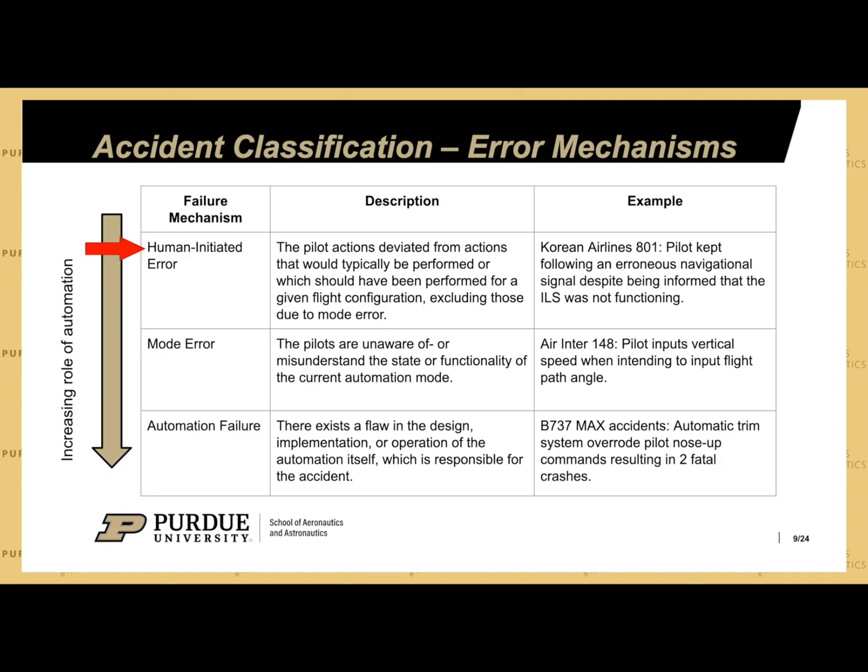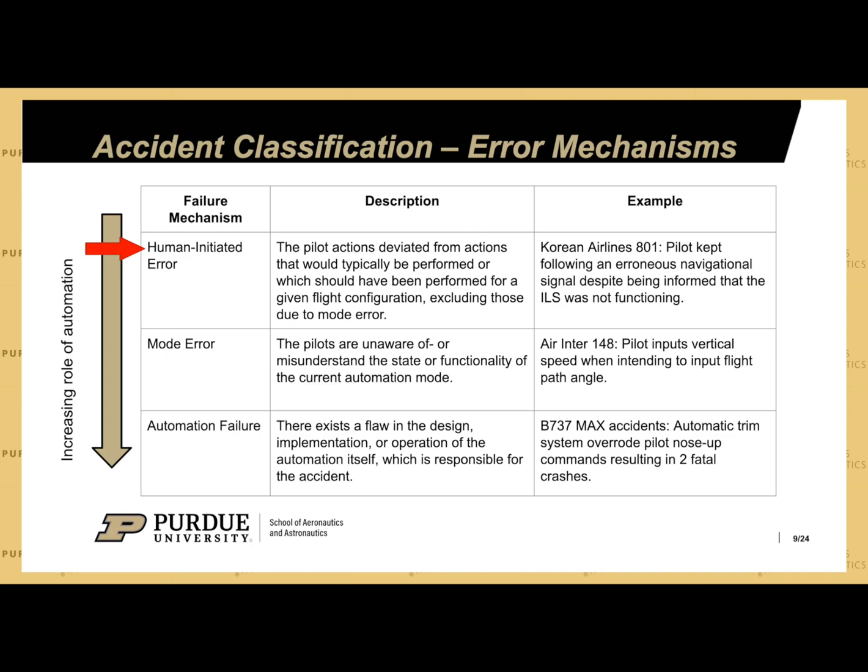We will start with those focused on the operator, with human-initiated errors. These describe pilot actions which deviate from typical actions for a given flight configuration, excluding those due to mode error, which we'll discuss shortly. This type of error, which may also be simply called pilot error, describes actions initiated or exacerbated by the operator which resulted in an accident. One example is Korean Air Flight 801, which continued an ILS approach despite being informed of a non-functional ILS beacon, resulting in the aircraft straying off course and crashing into terrain.